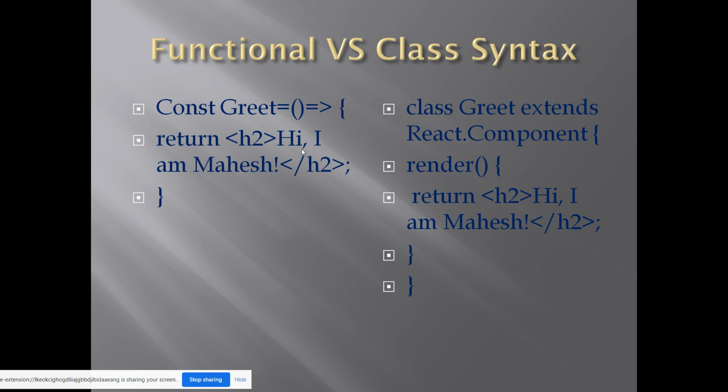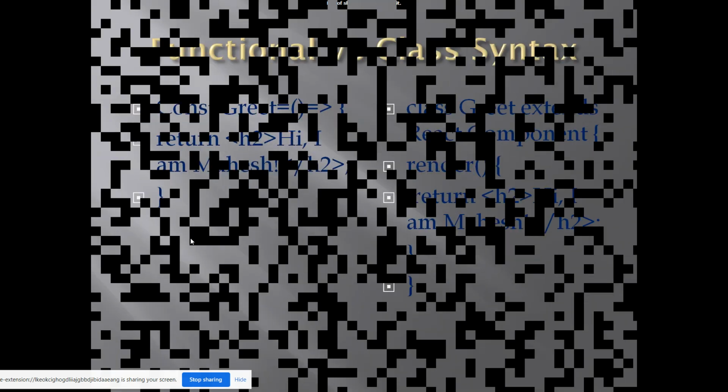So you can see here, const greet. I created a JavaScript arrow function, not a plain function. It's just an arrow function, an ES6 notation, const greet arrow function returning hi, I'm Mahesh. This is just like a JavaScript function, guys. One React function, we can say one component also. We can treat this function as a component.